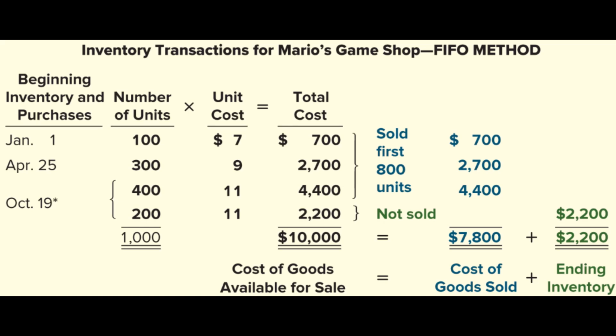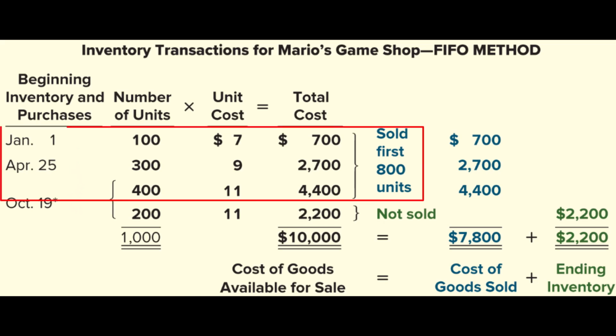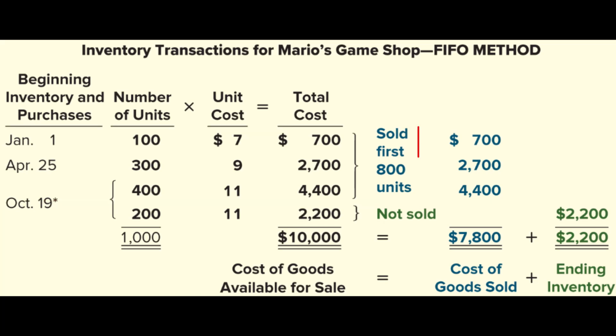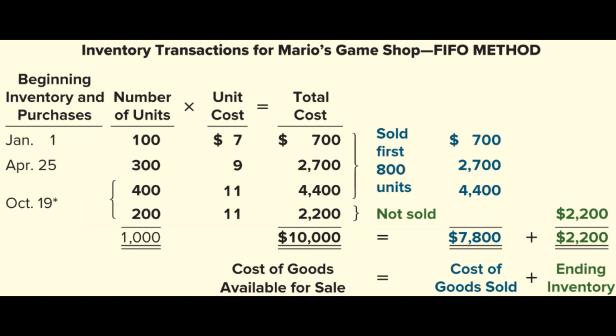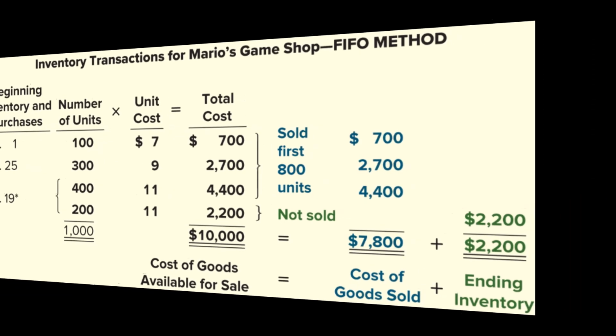To calculate the cost of our 800 units, we start from the top of our inventory list. We assume we sold the first 100 units from beginning inventory, all 300 from the April purchase and 400 from the October purchase. This gives us a cost of goods sold of $7,800. The 200 units left are the newest ones, valued at $2,200. A common mistake here is forgetting to include beginning inventory as the very first purchase.